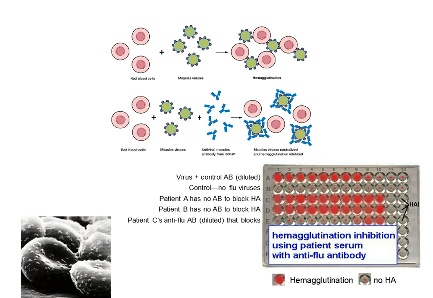And in addition to the hemagglutination reaction, you can do a hemagglutination inhibition reaction. This has been set up in a microtiter plate showing a test for indication of flu, a person having flu.